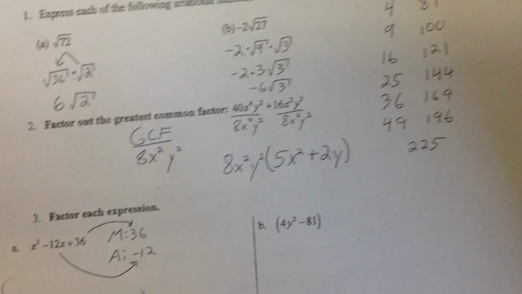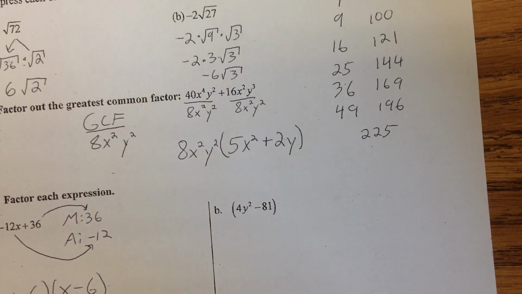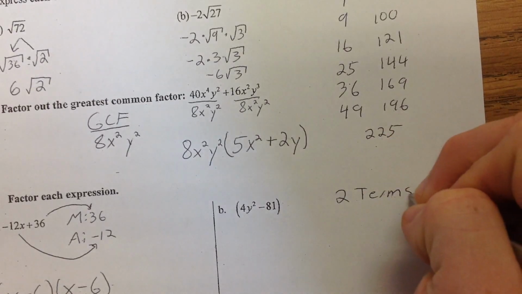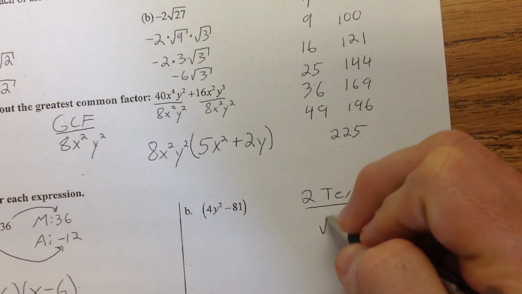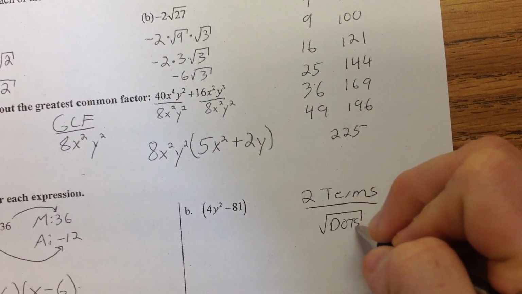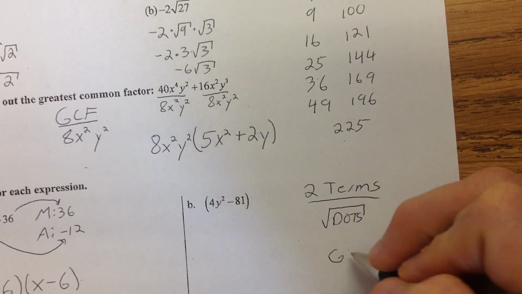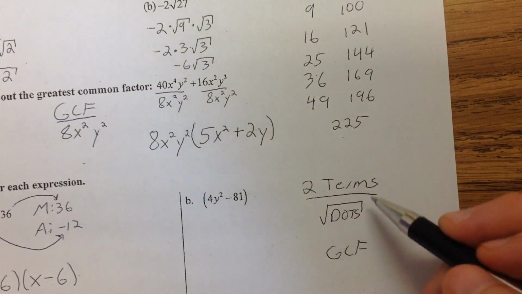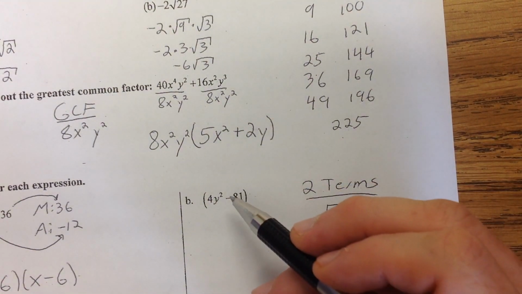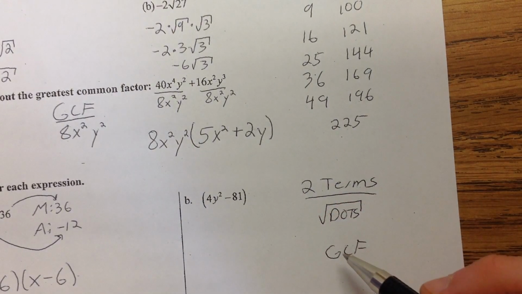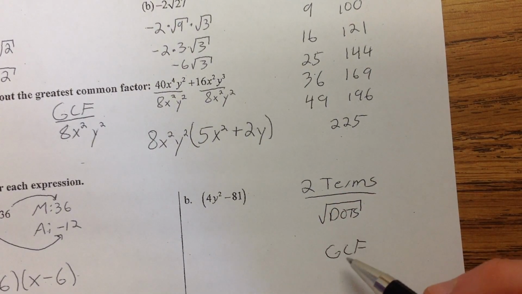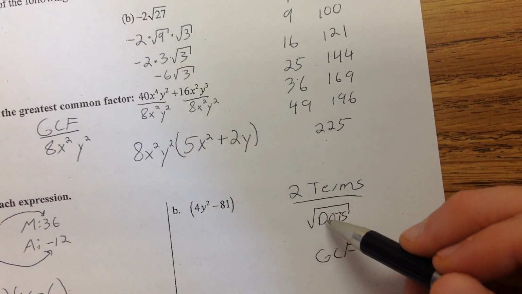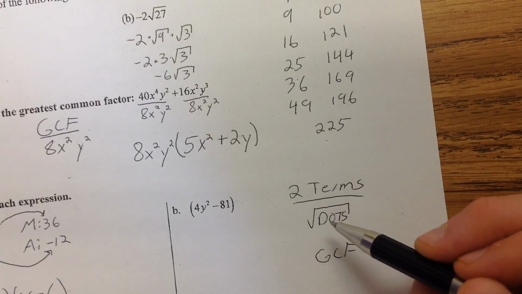All right. Now on B here, I only have 2 terms. When there's 2 terms, you've got one of 2 options. It's either going to be dots or it's going to be GCF. And the way you tell is dots has to be perfect squares and they have to be subtracting. GCF is pretty much anything else. So if you don't have perfect squares and their numbers are being added together, you're doing GCF. If you have perfect squares and the numbers are being subtracted, you have dots.